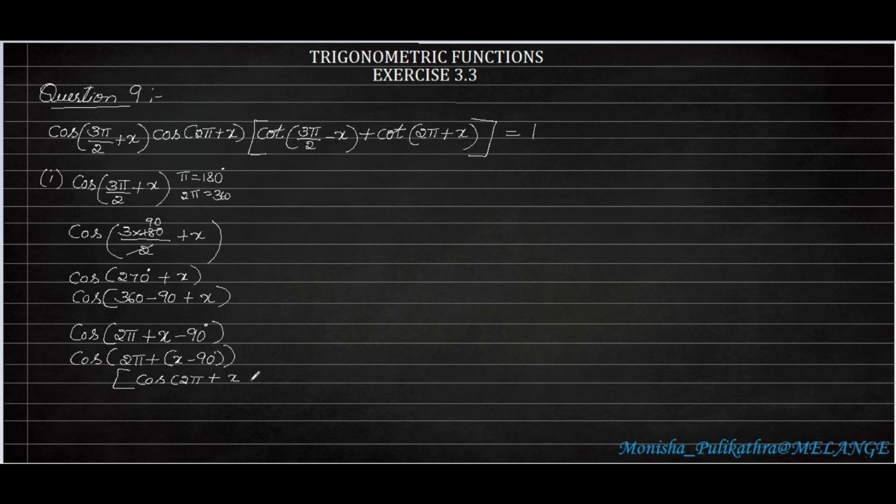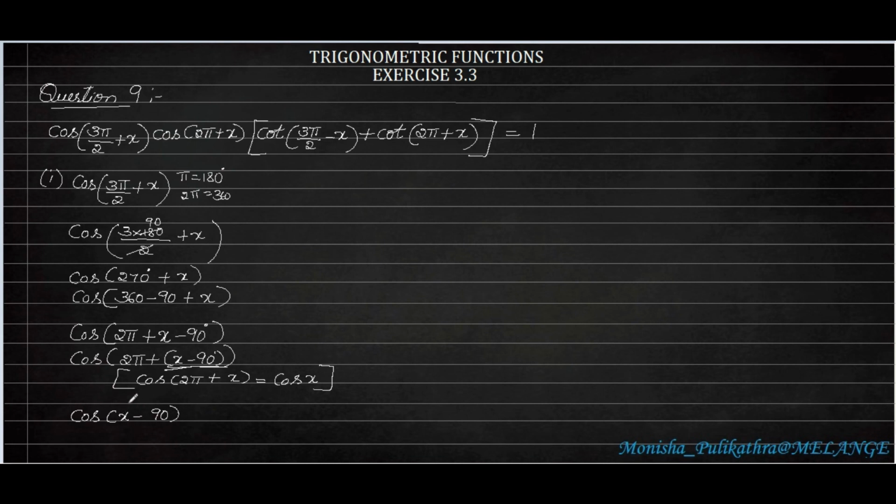Next there is a formula in trigonometric functions: cos 2 pi plus x is always equal to cos x. So here also, in cos 2 pi plus x, this whole term is considered as x, not only this one, the whole term will become x. So instead of this line, we can write it as cos of x minus 90.